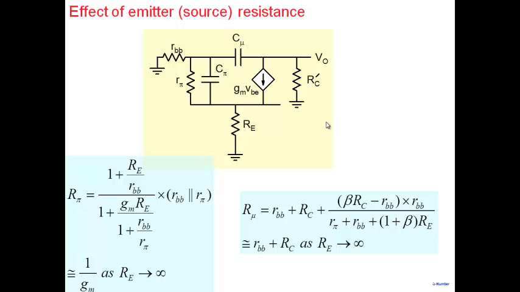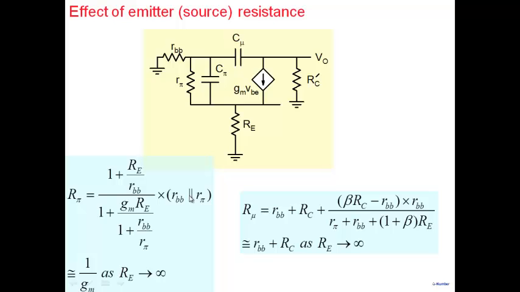Now, interestingly, what happens is, if RE is 0, you can put here RE equals 0, you find R pi prime is simply RBB parallel R pi. But if RE goes to infinity, becomes very large, R pi prime becomes 1 over gm. Now this is important. It's simply coming from calculations right now, but note what RE is doing. If RE is small, which means 0, my C pi sees what? RBB in parallel with R pi.